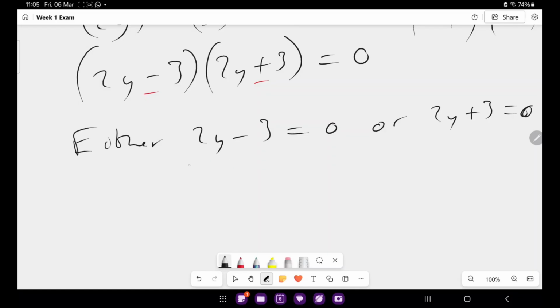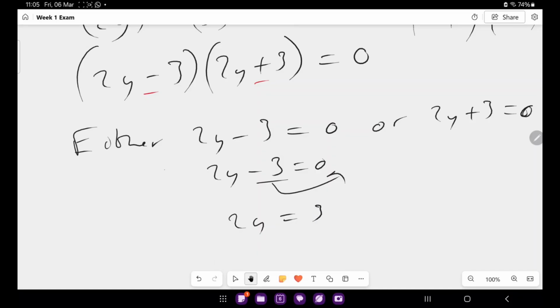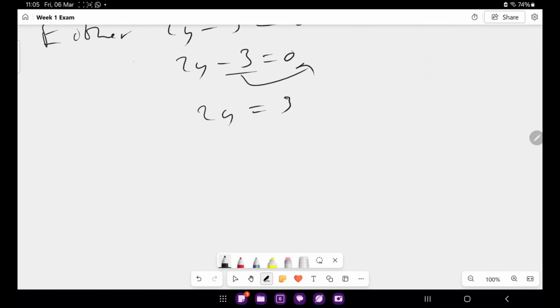And then let's deal with 2y minus 3 is equals to 0 first. So 2y minus 3 is equals to 0. We take minus 3, we send it to the other side. 2y is equals to 3. Then we divide both sides by 2 so that we can remain with y. So y is equals to 3 over 2.